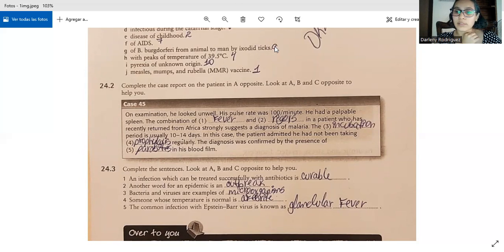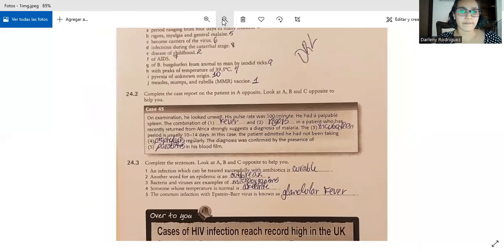Complete exercise 3. Complete the sentences. Look at A, B, and C opposite to help you. Number 1, an infection which can be treated successfully with antibiotics is curable. Another word for an epidemic is an outbreak. Bacteria and viruses are examples of microorganisms. Someone whose temperature is normal is afebrile. The common infection with Epstein-Barr virus is known as glandular fever.